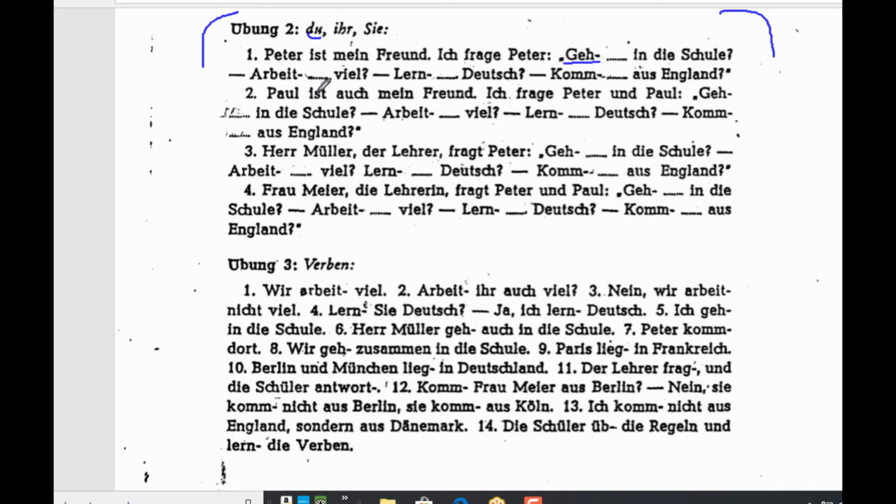How about this one? Paul ist auch mein Freund. Ich frage Paul und Peter. Geht ihr in die Schule? Geht ihr, second person plural, which is like you all, friends of mine, right? Okay, so let's see. Then here you fill in the verb forms, the proper verb forms for the person. So wir arbeiten viel, arbeitet ihr auch viel? Nein, then fill this out. Number 3. Nein, wir arbeiten nicht viel. This is en. Wir arbeiten nicht viel.